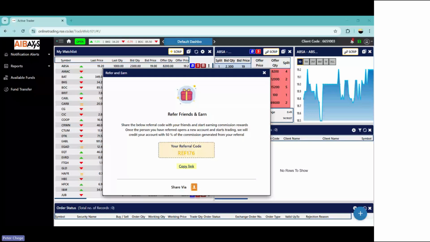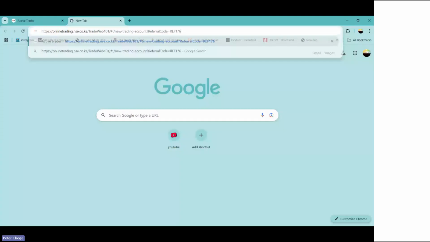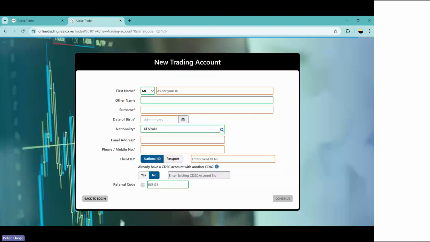Now let me explain how you need to do it. For the client who had asked about the referral code, don't share this code. Copy the link, and ask the client to use that link. When they are opening, they see the referral code here. It's already defaulted. I can't change it, even if I click a million times. I can't edit this. That's what I meant. So let me skip this.